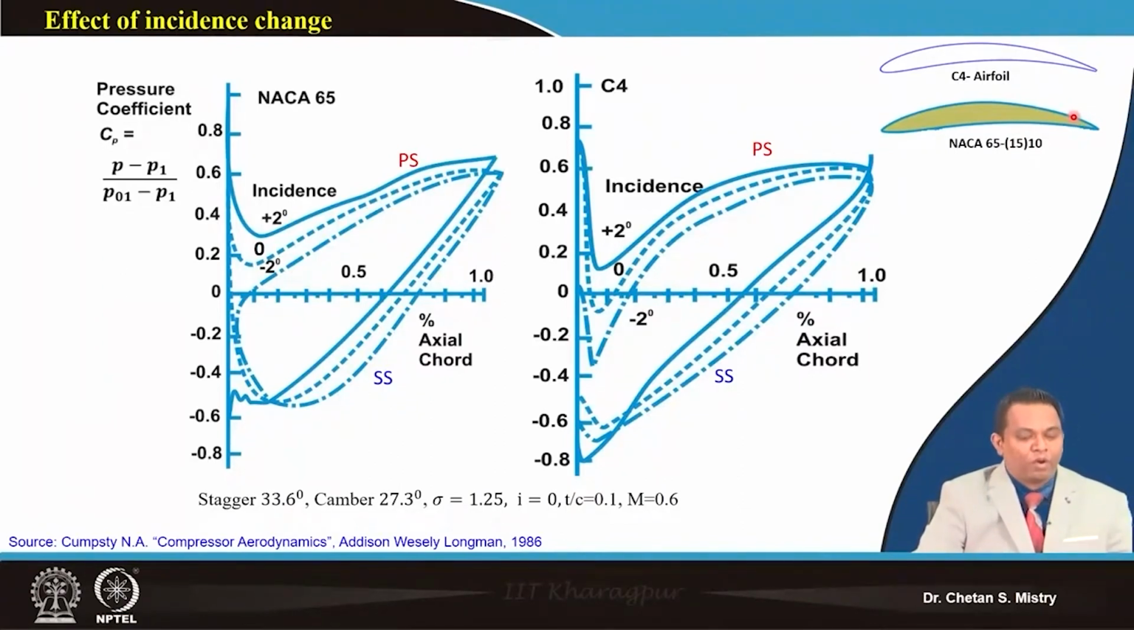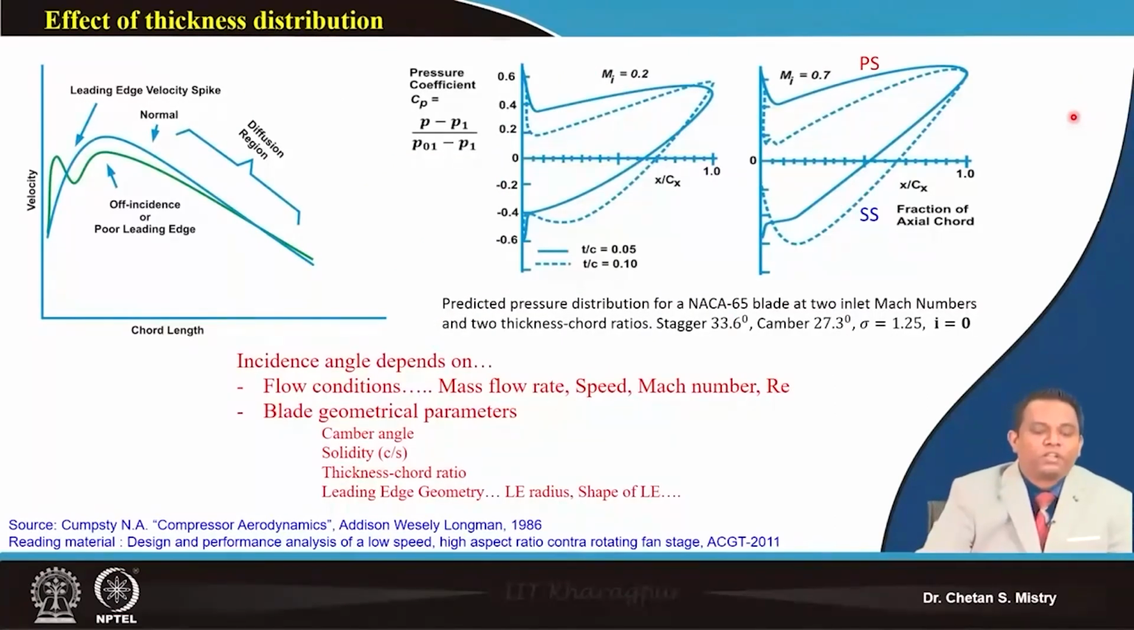Okay, now let's try to understand the effect of other parameters. This represents my CP distribution for a particular kind of aerofoil. In this case, this is for the NACA 65 aerofoil, having stagger angle 33.6, camber angle 27.3, solidity 1.25, and this is my design condition.